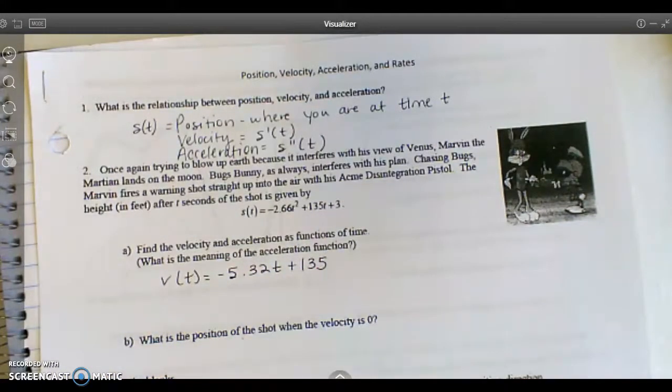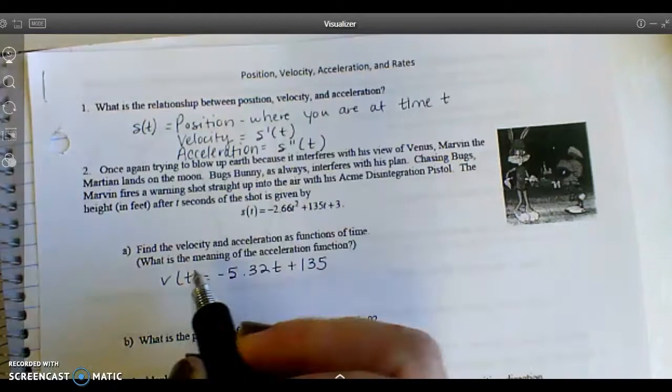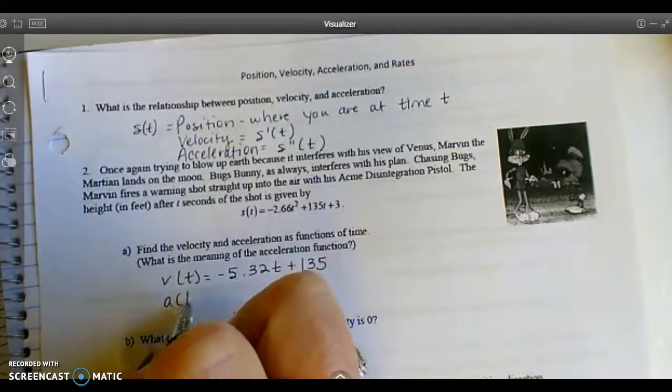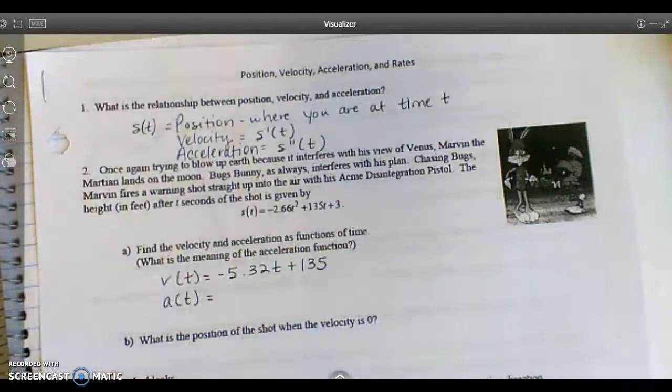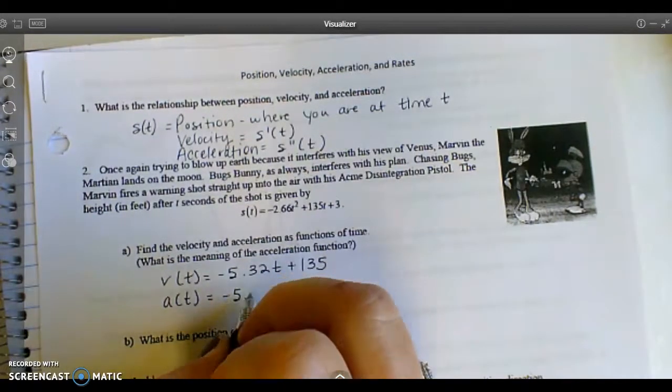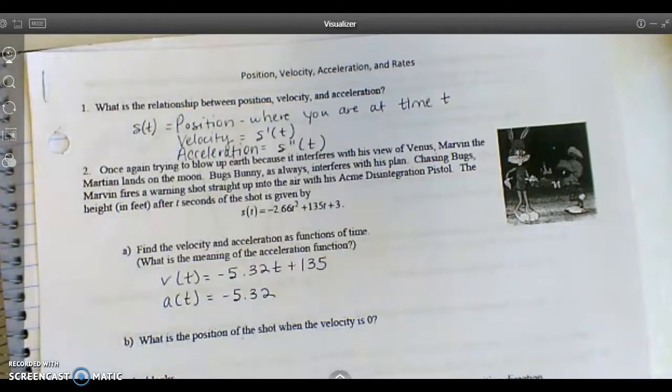If that's all it asks you, just find the velocity, you just find the first derivative. Alright? It also says find acceleration. And so acceleration is the second derivative. I just take the derivative one more time. And so that's acceleration.